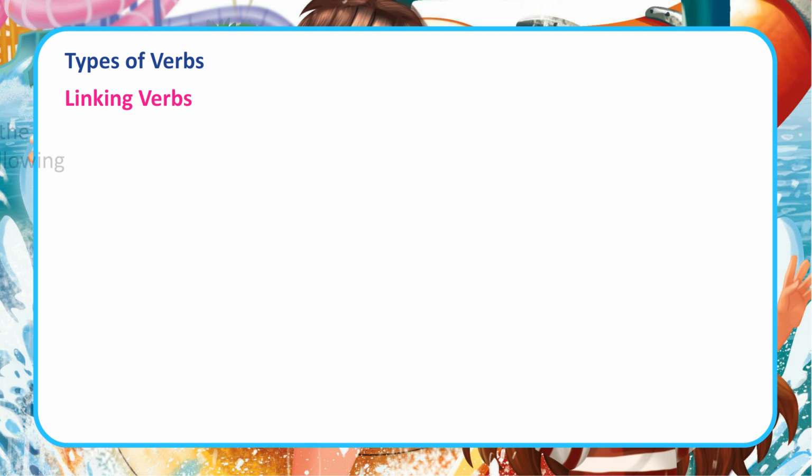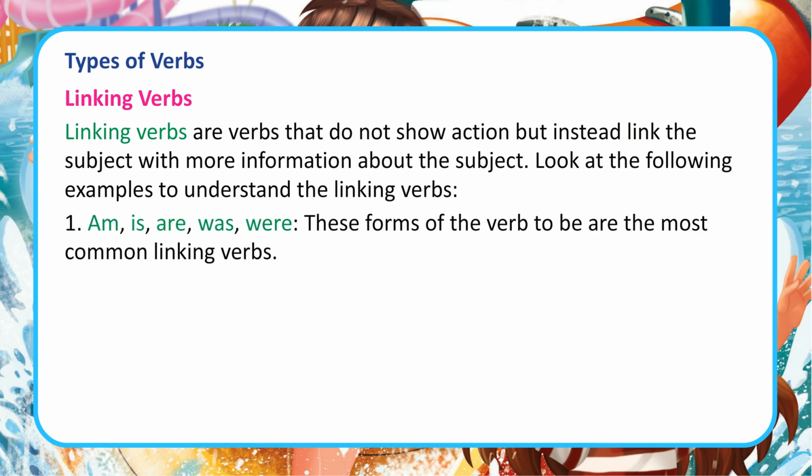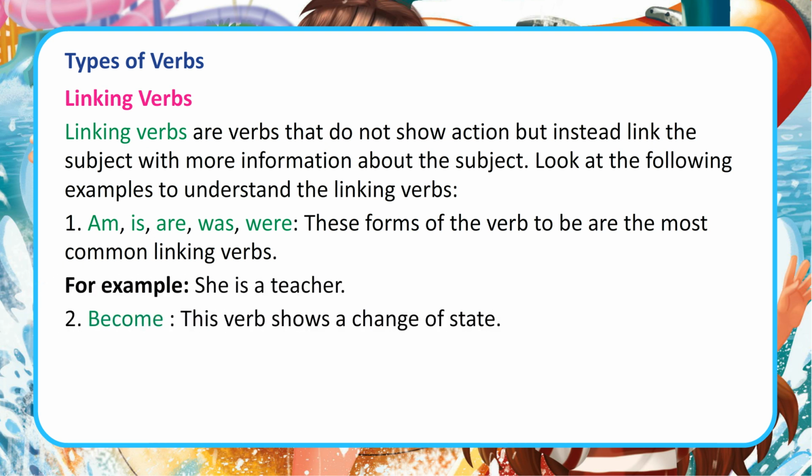Linking verbs. Linking verbs are verbs that do not show action but instead link the subject with more information about the subject. Look at the following examples to understand the linking verbs. 1. Am, is, are, was, were. These forms of the verb to be are the most common linking verbs. For example, she is a teacher. 2. Become. This verb shows a change of state. For example, he became a doctor.